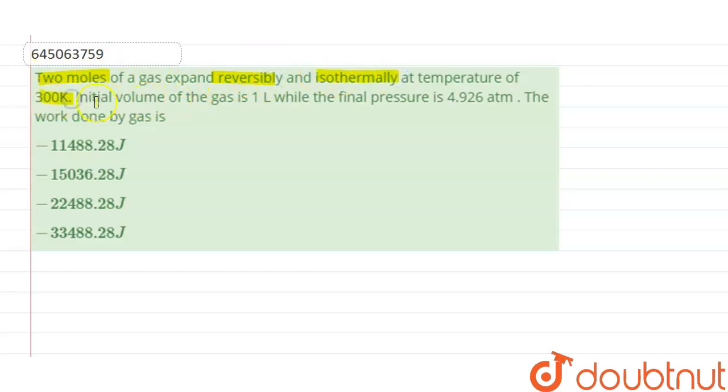Hello students, the question is: 2 moles of a gas expand reversibly and isothermally at a temperature of 300 Kelvin. The initial volume of the gas is 1 liter while the final pressure is 4.926 atm. The work done by the gas is?